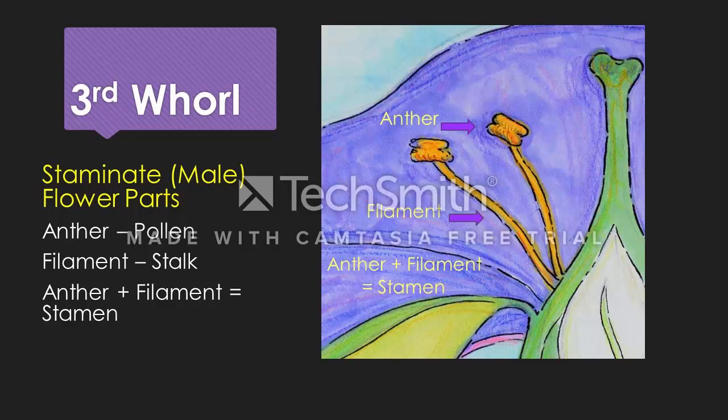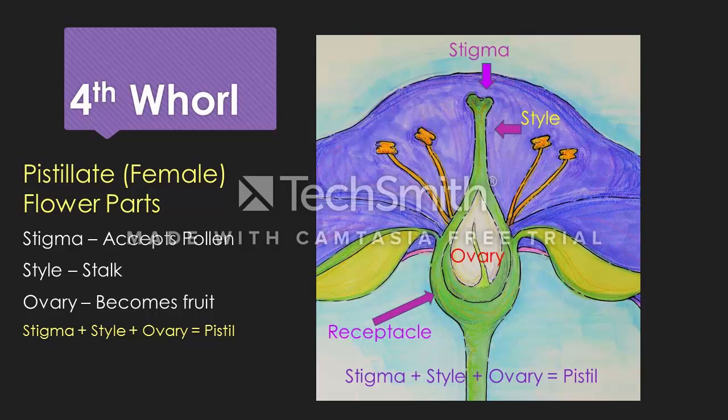How do I remember these names? Well, a male deer has antlers. A male flower has anthers. And as you see, filament and stamen both have the word men in them. Our last whorl, the fourth whorl, consists of the pistillate or the female flower parts. These are the stigma, the style, and the ovary.